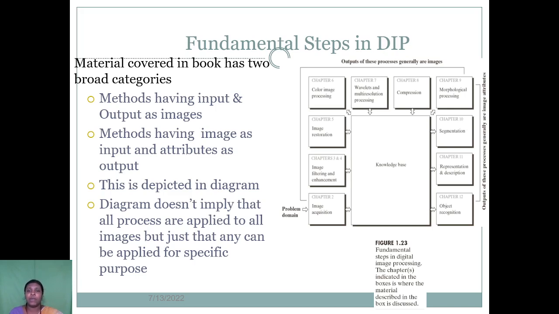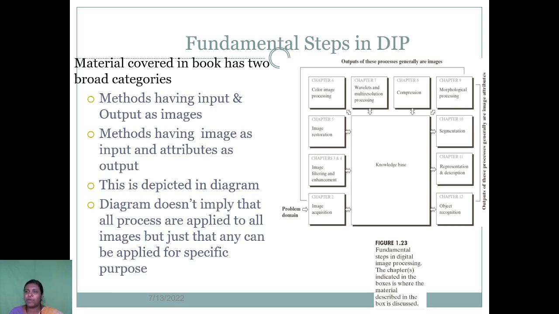The next one is image restoration. We are going to restore some image from the particular image. And the next one is color image processing. If you need red, green, blue, just RGB, we have this color image processing. And the next one is wavelets and multi-resolution processing. Here you're going to have wavelet resolution using multi-resolution. Next you have compression, and compression is nothing but you're going to compress the image, you're going to minimize the size of the image.